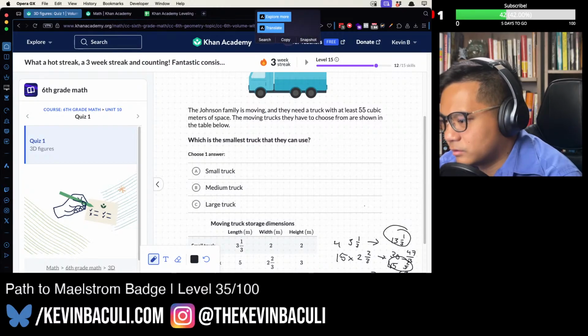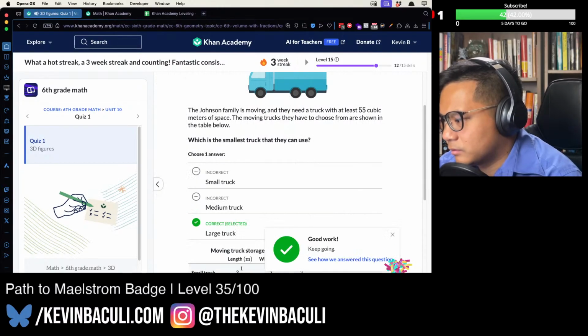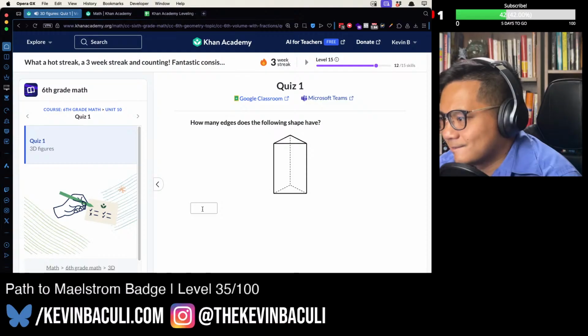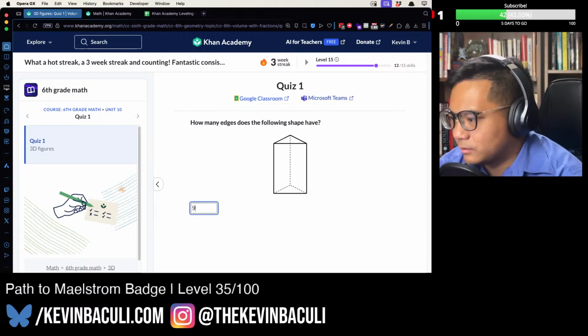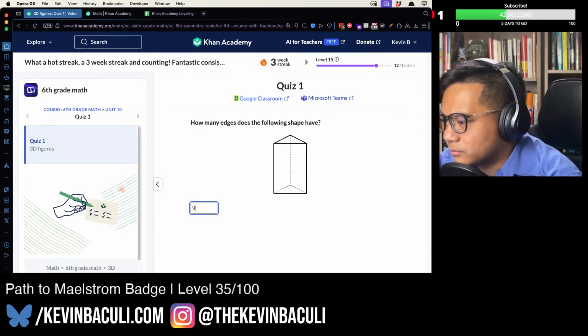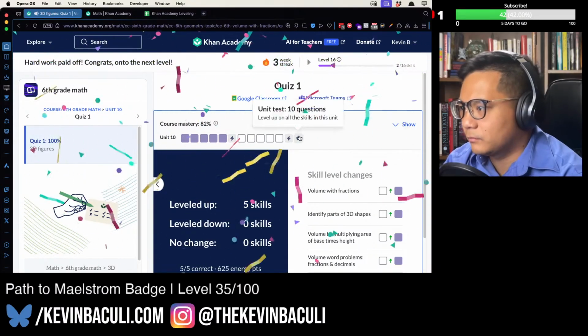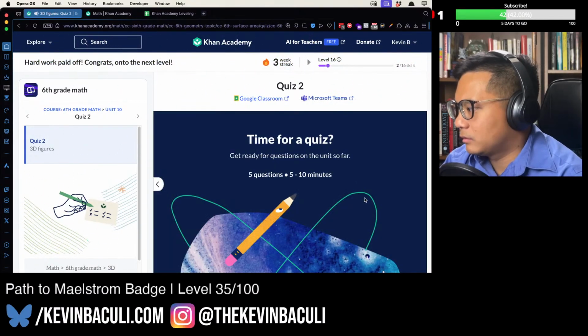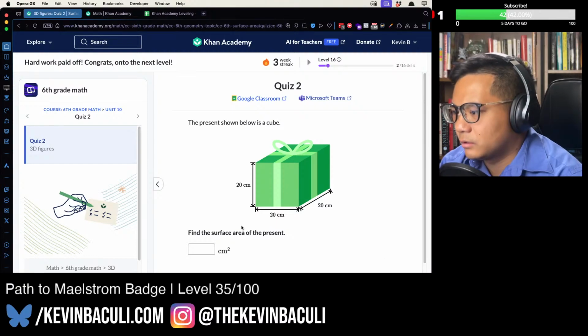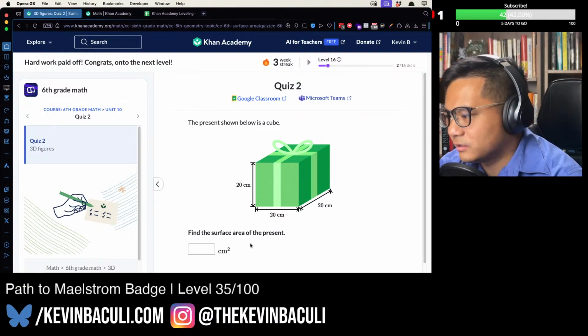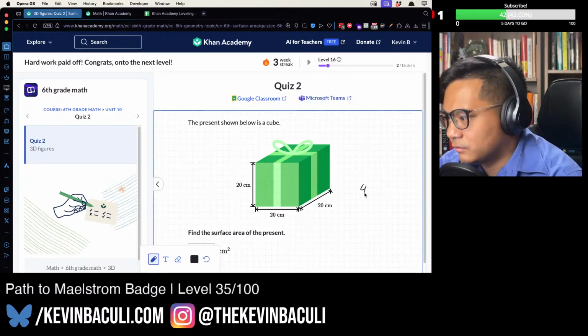Large truck. How many edges? 9. 1, 2, 3, 1, 2, 3, 1, 2, 3. Yep. Find the surface area. Alright, it's going to be 400 times 6, 2400.